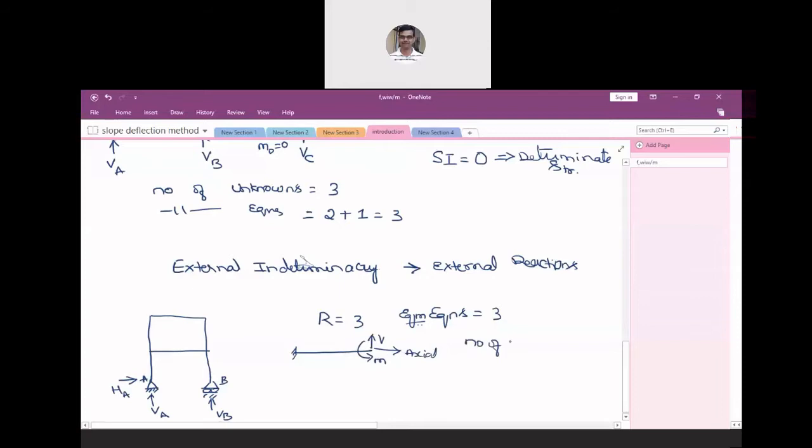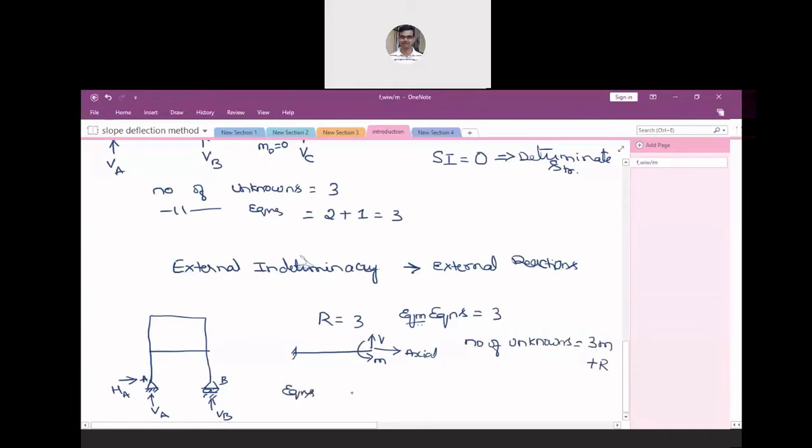So what I will do is, the number of unknowns is equal to three times the number of members, and the number of unknowns is also equal to 3m plus r, because the number of unknown reactions are also to be included in the number of unknowns. So this would give me the total number of unknowns.